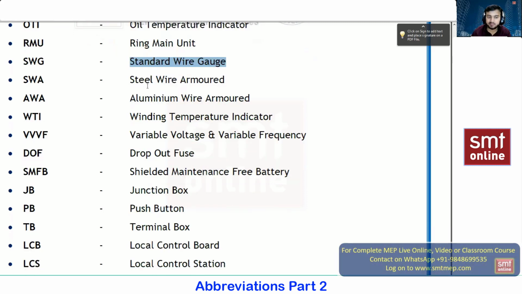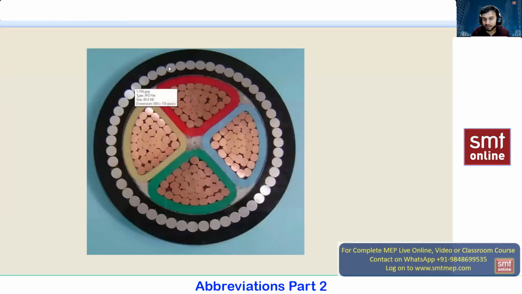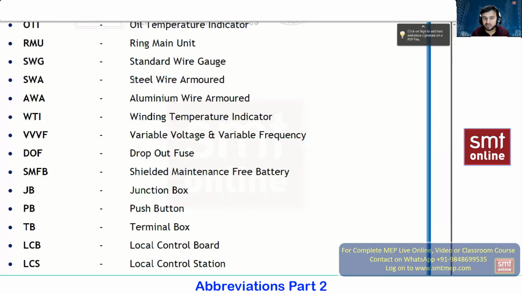Again, talking about SWA, steel wire armored. Every cable will have the armor. Like this is the armor. Especially the underground cables will have the armor, or the high tension or low tension side cables also will have the armor. So this is the armor. We are talking about steel wire. We have aluminum wire also, we have steel wire also. It depends.